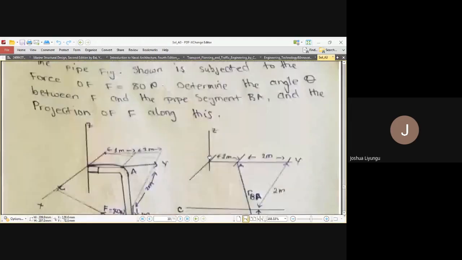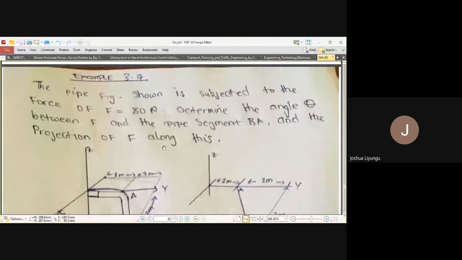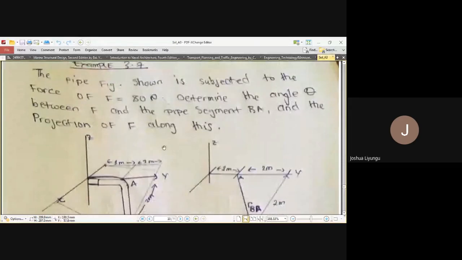This is supposed to be the last example. The pipe shown is subjected to a force 80 Newton. Determine the angle theta between F and the pipe segment BA and the projection of F along this same line.